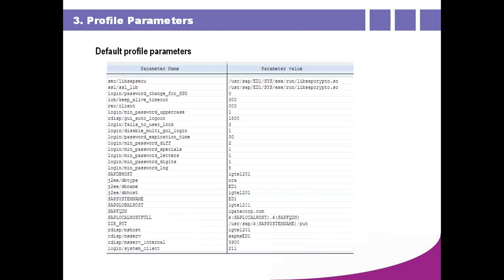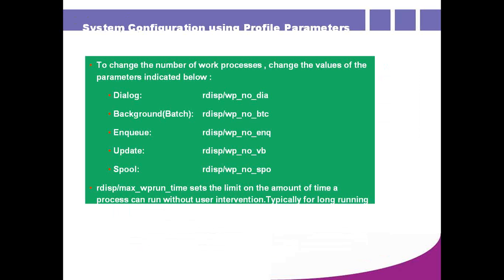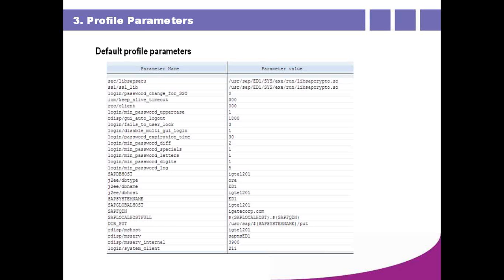So what is rdisp? I don't know. Maybe d is for display, I think. R is for R/3, I think. That might be the reason, the real-time display parameter. Okay, might be. So these are all the parameters we will maintain in the system.